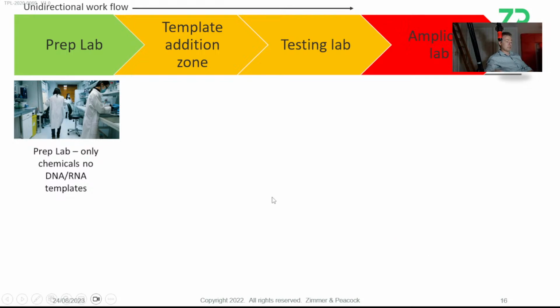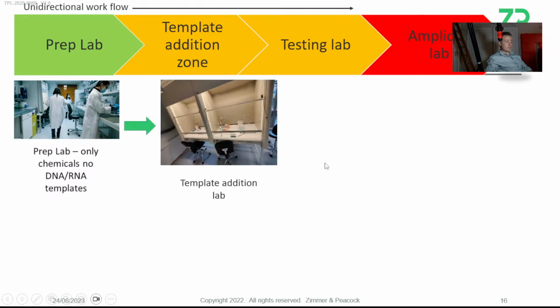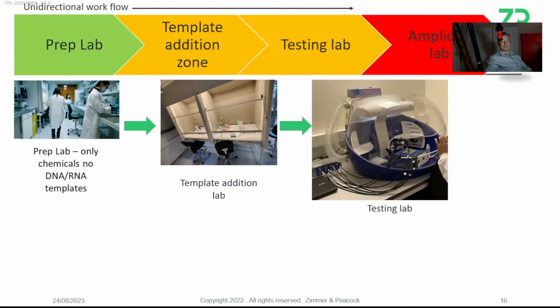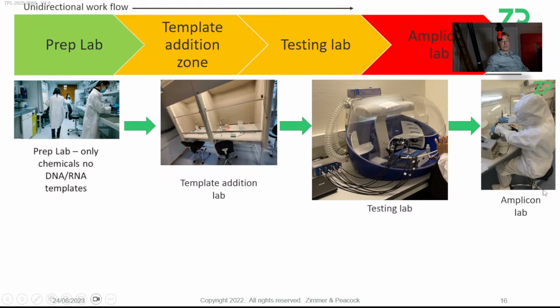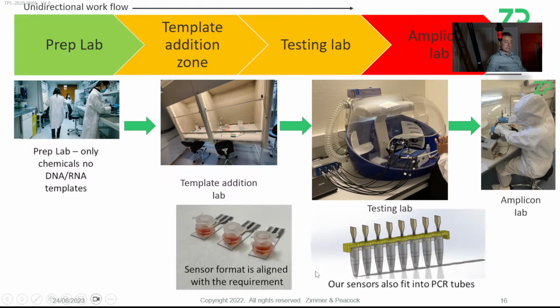So we have a very strict unidirectional workflow through our labs, where we do the prepping, we do what's called a template addition, and then the testing. The testing is done in a clean room, but we have a class 5 bubble within a class 7 clean room. So it's super serious. And then we do the amplicon testing, and you can see that the person is very gowned up, and it's not just to protect them from the assay. It's actually to protect the assay from them. So we don't want to interfere. One of the biggest sources of contamination when trying to make sense of molecular assays is the person themselves. They're full of genetic material.